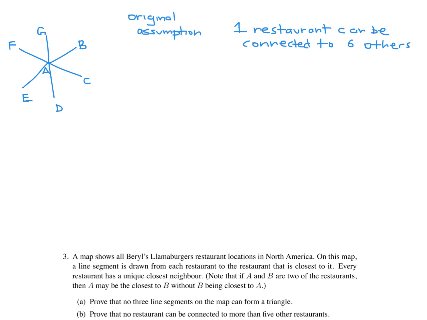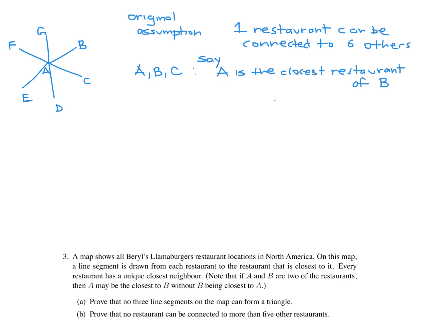So first, let's just concentrate on these three guys, A, B, and C. And let's talk about those restaurants A, B, and C. Okay, so here we go again, right? A is the closest restaurant of B. So we are assuming that. Let's just say that A is the closest restaurant to B.